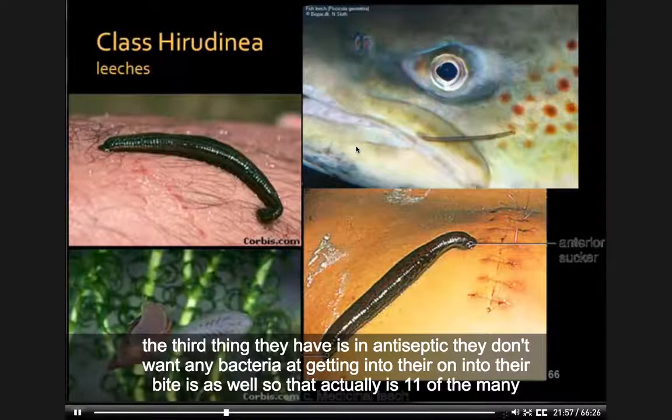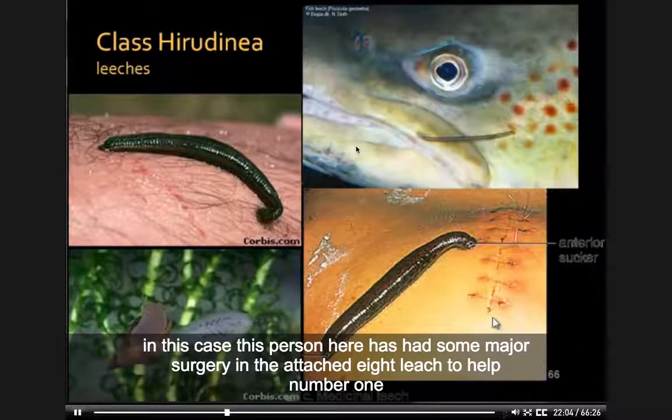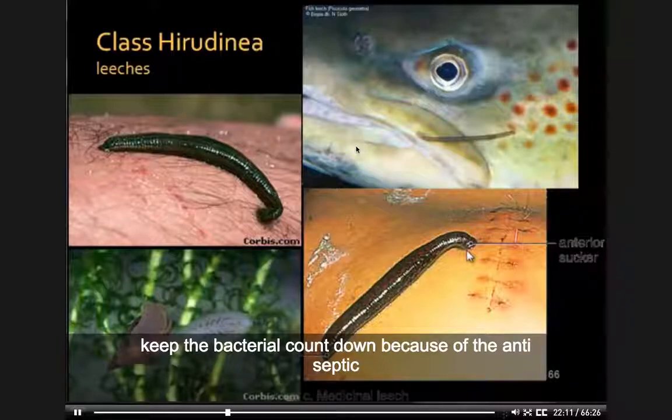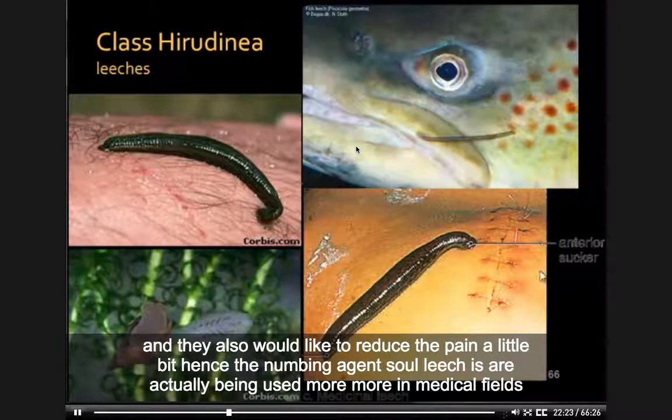So that is one of the many reasons why you would prefer to have a leech on your wound when it's healing. In this case, this person has had some major surgery and they've attached a leech to help, number one, keep the bacterial count down because of the antiseptic. They also are trying to keep the blood flow through this area so that the wound can heal, hence the anticoagulant. And they also would like to reduce the pain a little bit, hence the numbing agent. So leeches are actually being used more and more in medical fields.